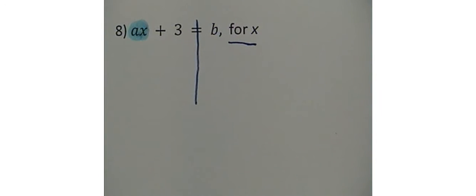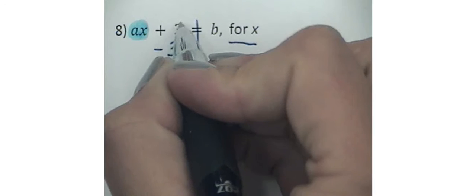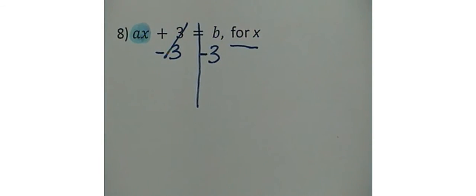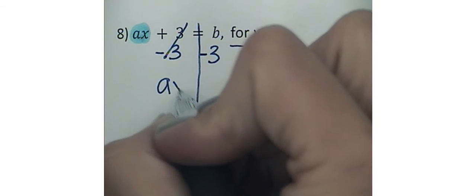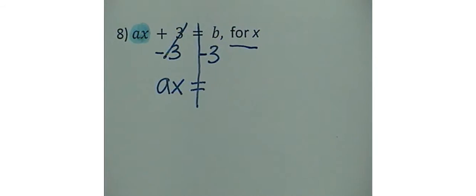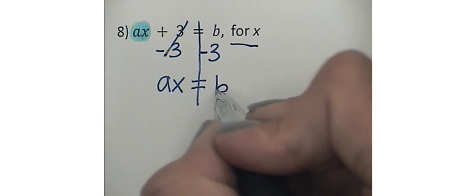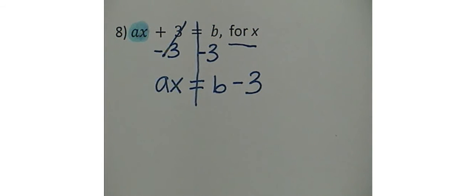I want this ax term alone first, which means I need to move the 3. Currently, it's a positive 3 or a plus 3, so the opposite is to subtract 3. If I subtract 3 on the left, I have to subtract 3 on the right. So we're left with ax equals, then I have b minus 3. Those are unlike terms, so I need to keep them separate. B minus 3.